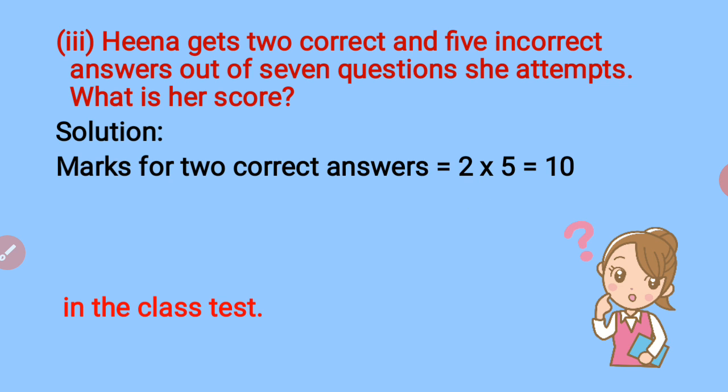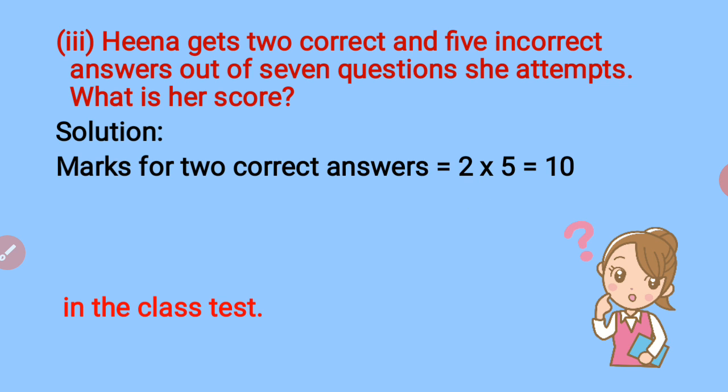Hina gets 2 correct and 5 incorrect answers out of 7 questions she attempts. Now in this case, she is very smart. She has attempted 7 questions and the rest of the questions she left, because whatever question is left, there is no loss of marks. There she will get 0 only, but negative at least won't be there. So now Hina has done 2 correct answers. 1 correct answer gives her 5 marks. 2 correct answers will give her 10 marks.